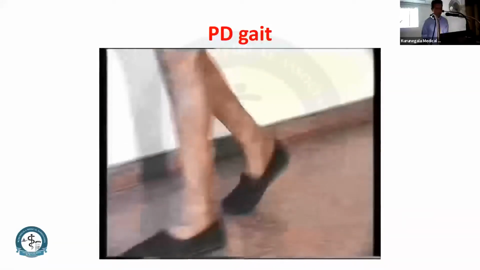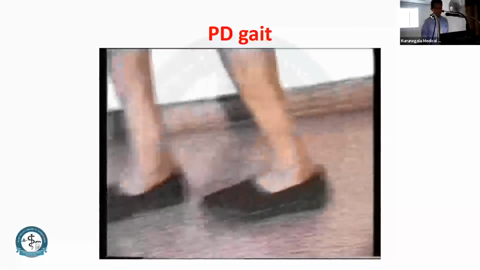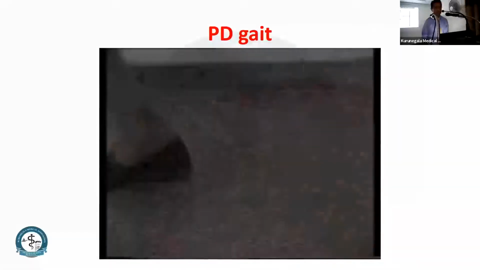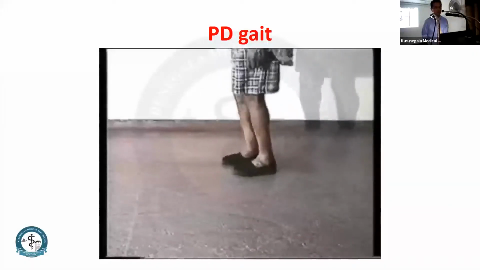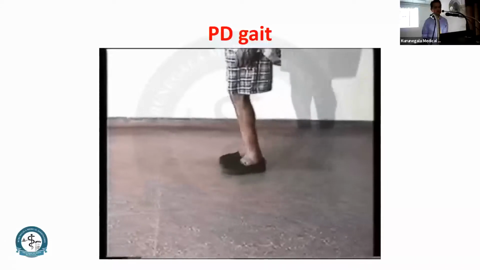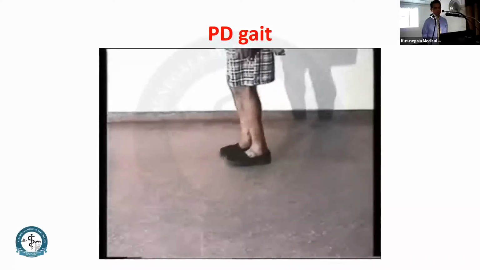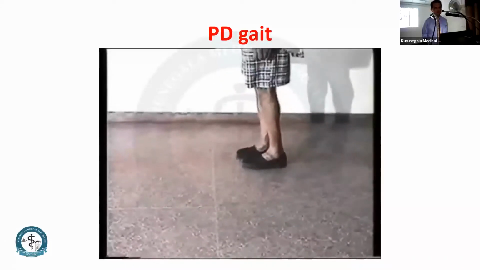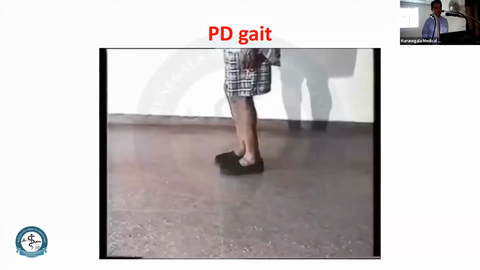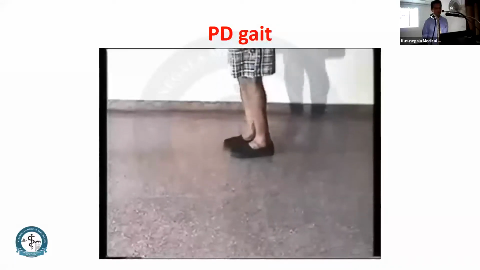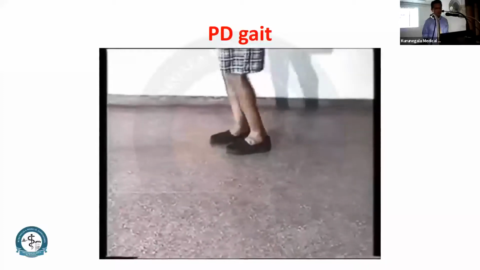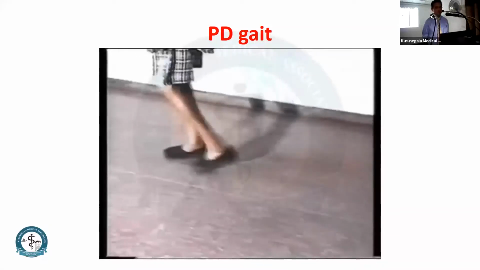Now he's asked to walk. That is called ignition failure. You ask him to walk, he can't take off. He's stuck to the floor, also known as a magnetic gait. Now he's still trying to walk, he's not taking off. Ignition failure, no start. Then he takes off, and then longer strides. Okay. So that is the typical Parkinson's gait.